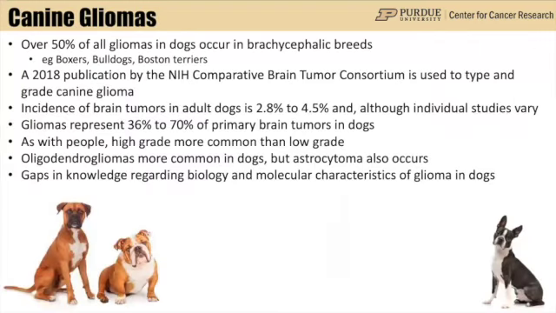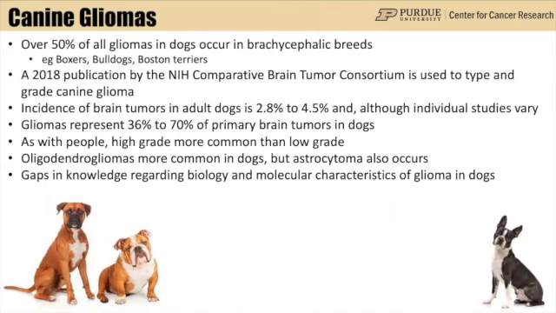So canines, so these dog models do get gliomas at a fairly high rate. Over 50% of all gliomas occur in brachycephalic breeds. These are the short-nosed breeds, such as shown on the bottom here: boxers, bulldogs, Boston Terriers. And there's a 2018 publication that we now use to type and grade canine gliomas.